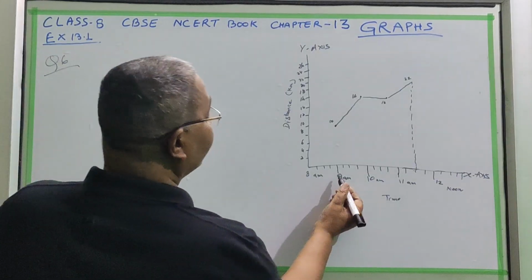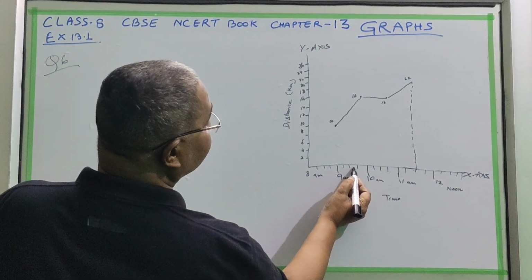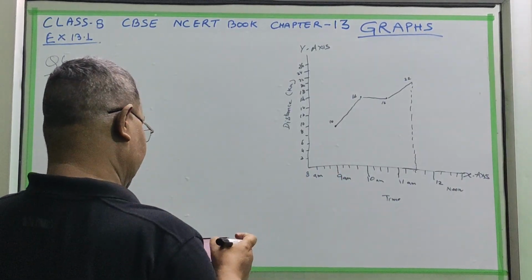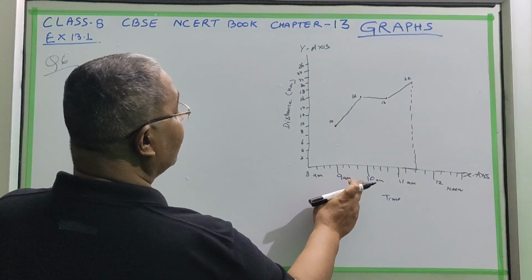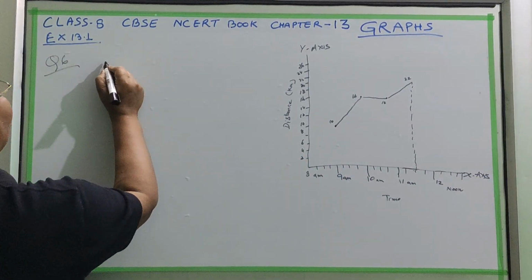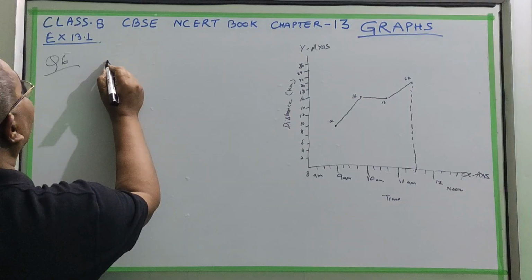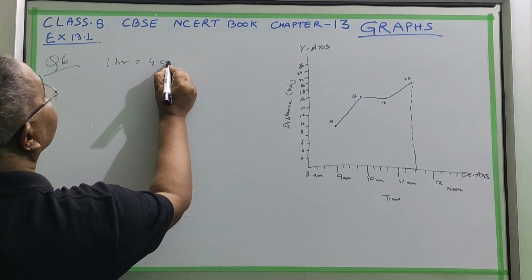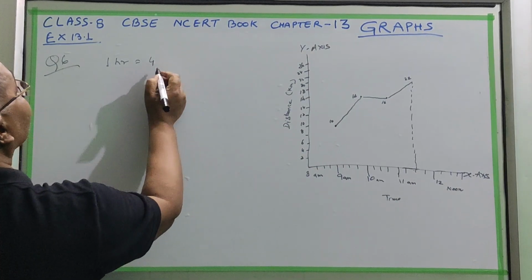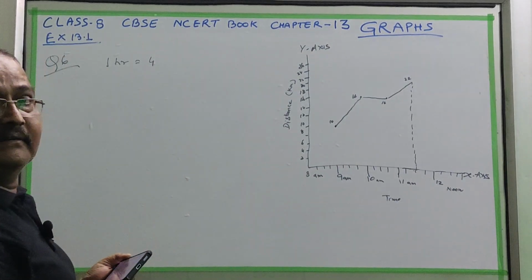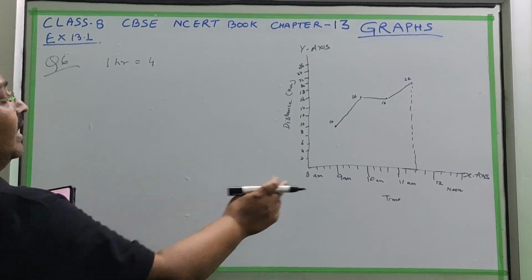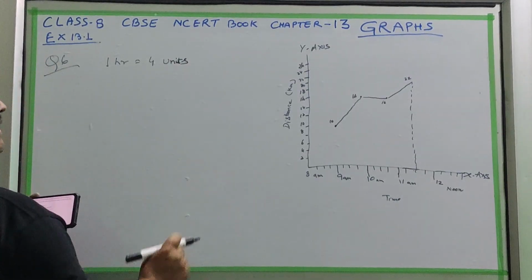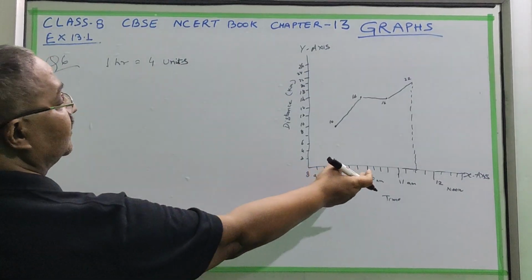Here we have taken 4: 1, 2, 3, 4. 4 equal to 1 hour. What we are taking? We are taking 1 hour is equal to 4 units. This scale we have taken. So 4 units, okay, 1 hour. So 1 unit is equal to 15 minutes.